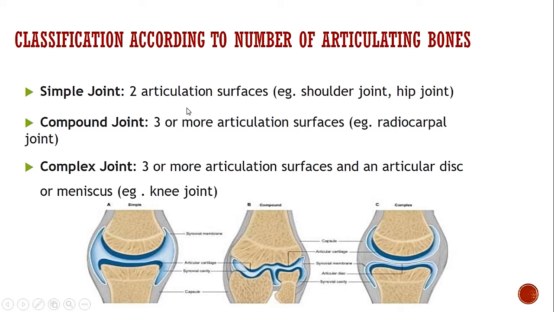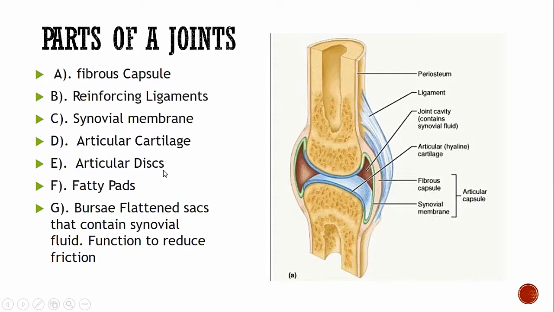If it has two articulation surfaces, that is a simple joint. And if it has three or more, for example, if you see the radiocarpal joint, you have three or more articulation surfaces. The complex joint is the knee joint, which also has three or more articulation surfaces plus an articular disc or meniscus. Then it is known as a complex joint. So what are the parts of the joints? It is not at all an important one, but just for your information, I have already mentioned it. Please go through it.